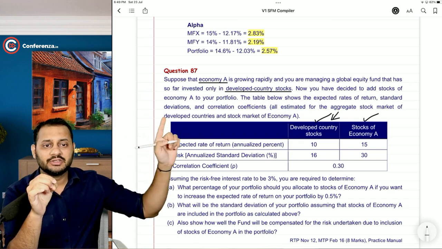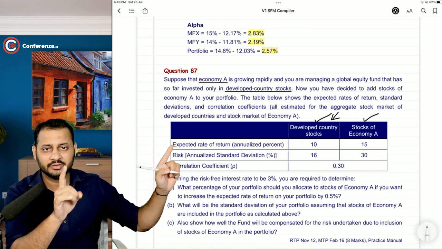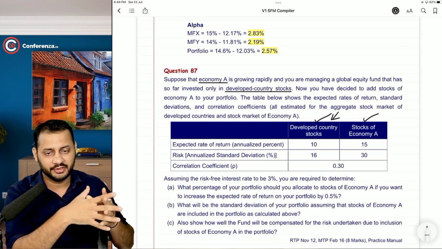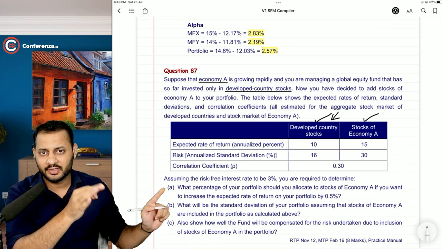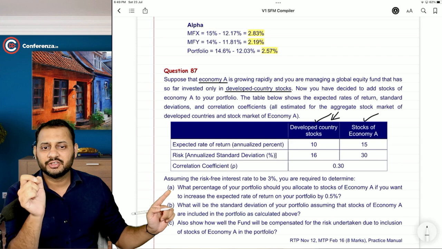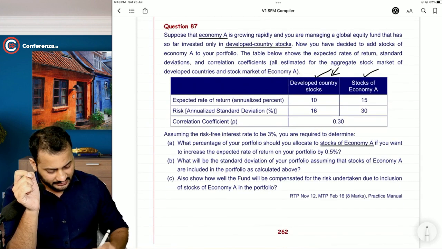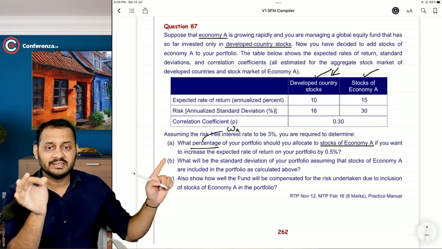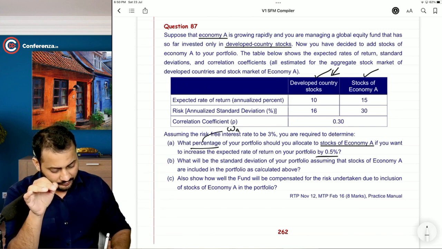The table below shows the return, standard deviation and correlation coefficient. Have a look. Expected rate of return annualized for both, risk annualized for both, correlation coefficient between the two. Assuming that the risk-free rate of interest is 3%, you are required to calculate what percentage of your portfolio you should allocate to the stocks of economy A. That means they are asking you the weight of economy A in your portfolio if you want to increase the expected rate of return on your portfolio by 0.5%.